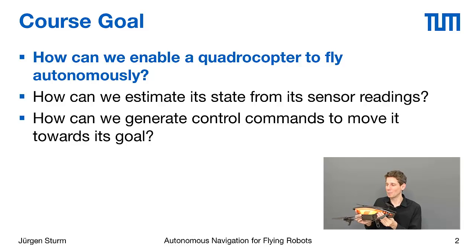For example, we have to estimate the internal state of the quadrotor from its sensor readings. That means we need to know its attitude, but we also want to know its position, and we estimate that from noisy GPS readings, for example, or images that we're getting from the quadrotor. And once we have the state, the next question then is how can we generate suitable control commands to make the quadrocopter fly towards the desired goal position. And then also to generate a whole collision-free path that takes the quadrotor from A to B.